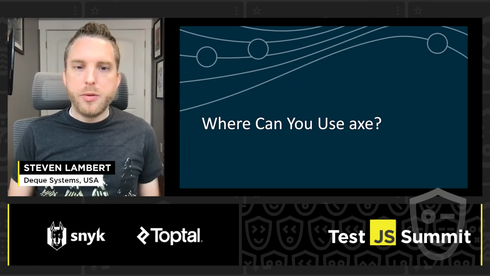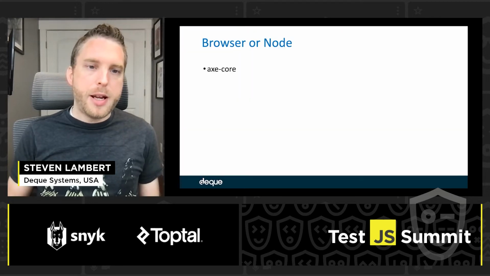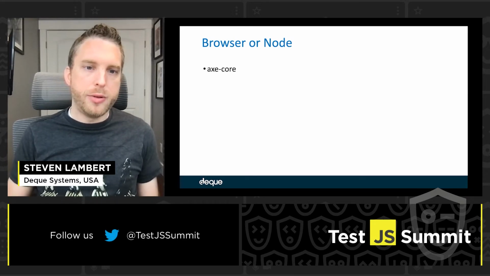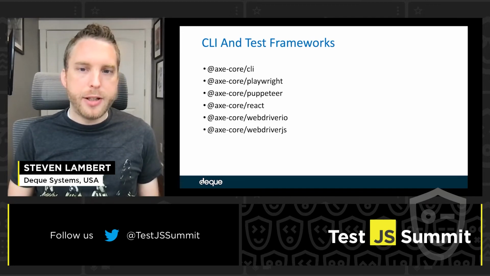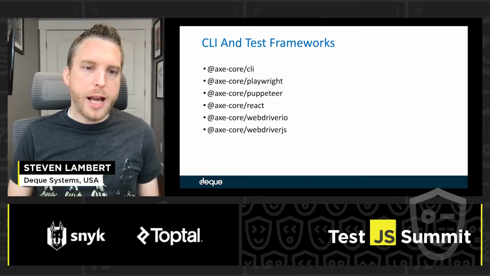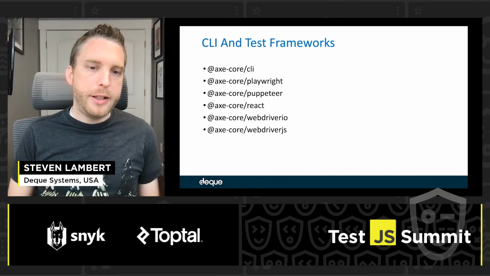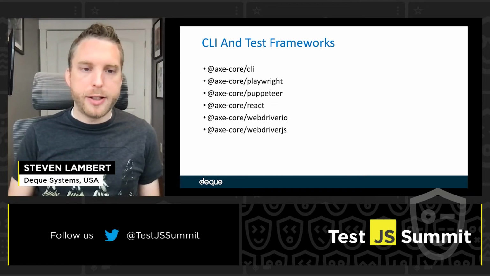So where can you use Axe? Axe has many integrations into various languages and frameworks. The main library is axe-core, and that can be used in the browser or node directly. We also provide a handful of integrations into the command line and popular testing frameworks. On NPM, you can look at the @axe-core namespace, and there you can find the CLI integration, and Playwright, Puppeteer, React, WebDriverIO, and WebDriverJS integrations.